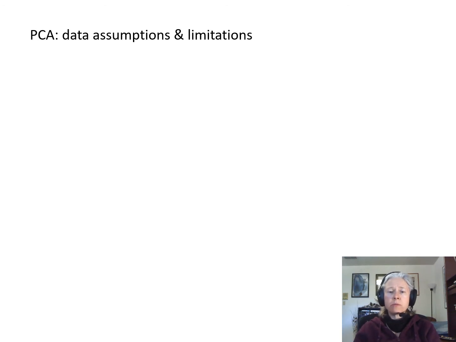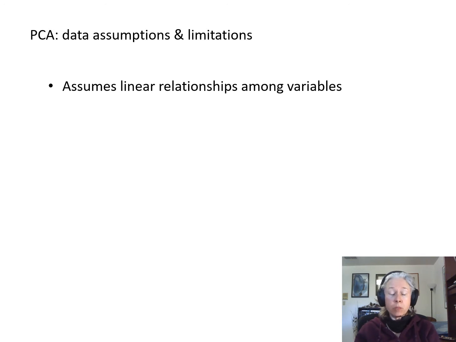For any form of ordination, or any statistical method really, you need to understand the data assumptions and the limitations of the method. In PCA, the primary data assumption is that there are linear relationships among your variables. In other words, linear relationships between species abundances or presences and the environment. However, this seldom is the case.